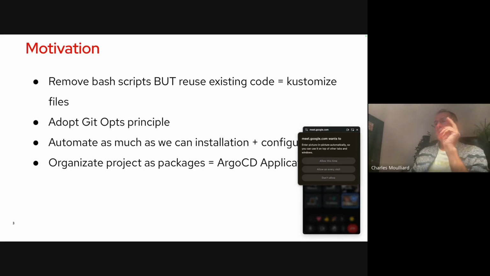The motivation has been since the beginning to try to remove the existing bash scripts, but to reuse the existing code, which is a collection of different customized and static files which exist under the Konflux project. The second motivation point was to adopt a more GitOps philosophy, and to automate as much as we can the installation and also the configuration.